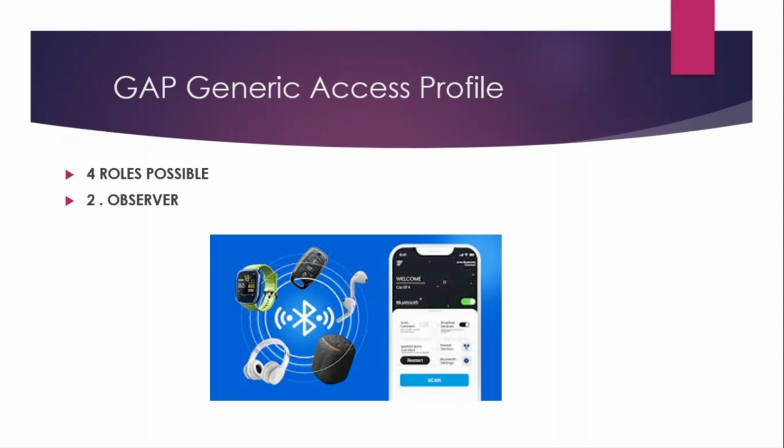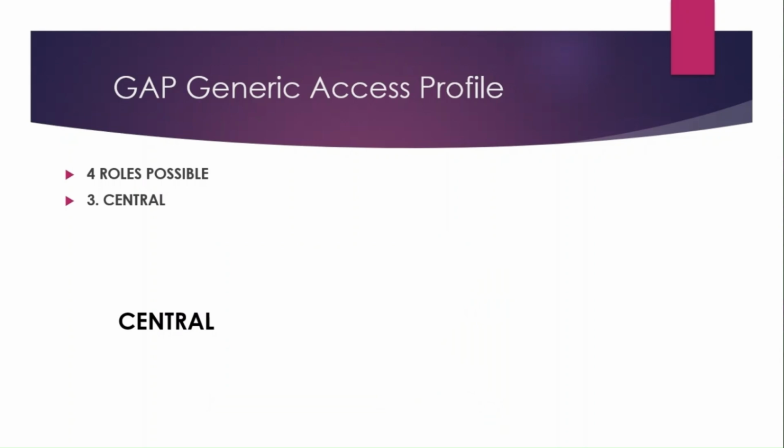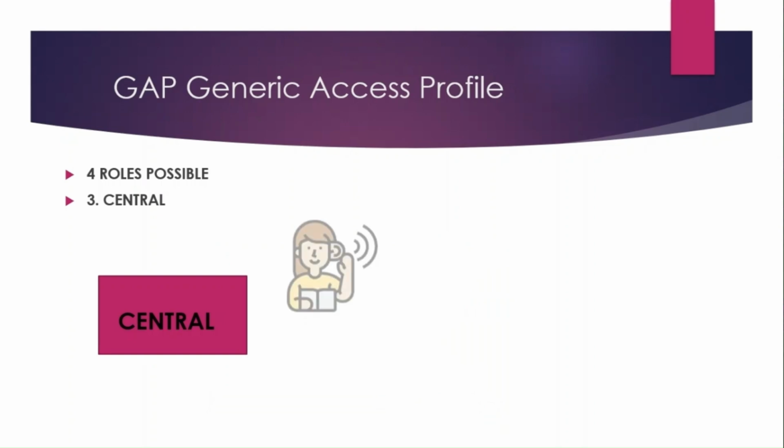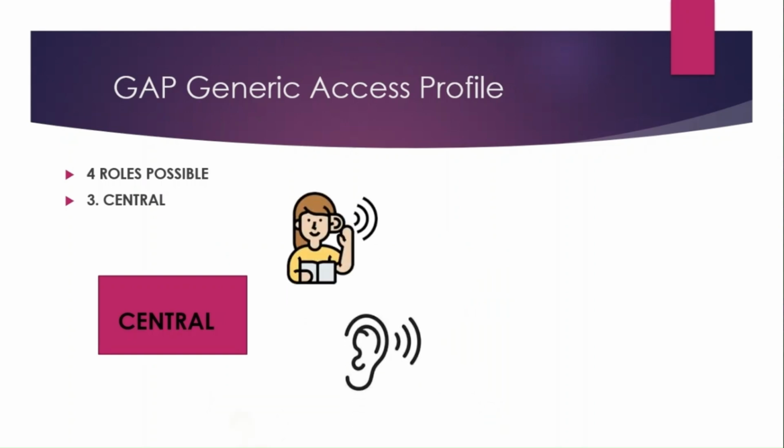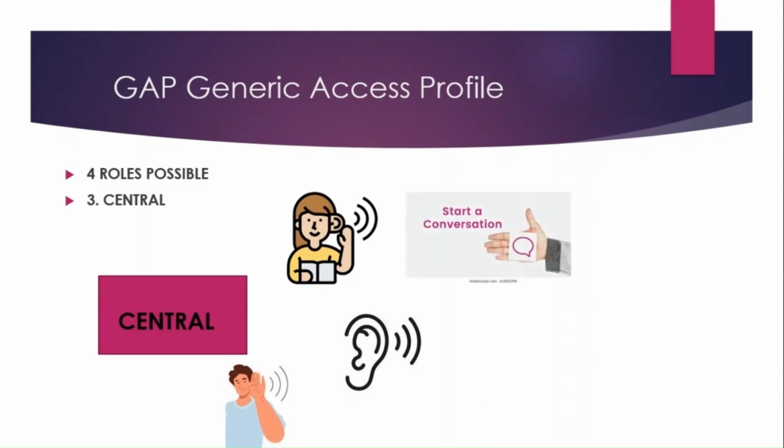All these roles are defined by GAP. These are standard roles. Only these four roles are possible. Anything apart from this cannot be present. The third role is central. It keeps listening for advertisements, and it can initiate and start a connection with a peripheral. That's why it's called a master. It keeps listening to advertisements from multiple stations, and it has the capability to start a conversation, I mean, connect with the peripheral. It can connect with multiple peripherals.